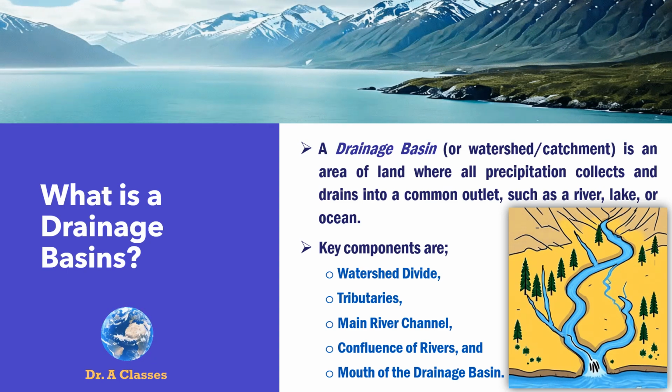Key components of a drainage basin are: watershed divide, the boundary separating different drainage basins; tributaries, smaller streams that feed into the main river channel, the primary conduit for water flow; confluence of rivers, the point where two streams meet; and mouth of the drainage basin, the end point where the river discharges into another water body.